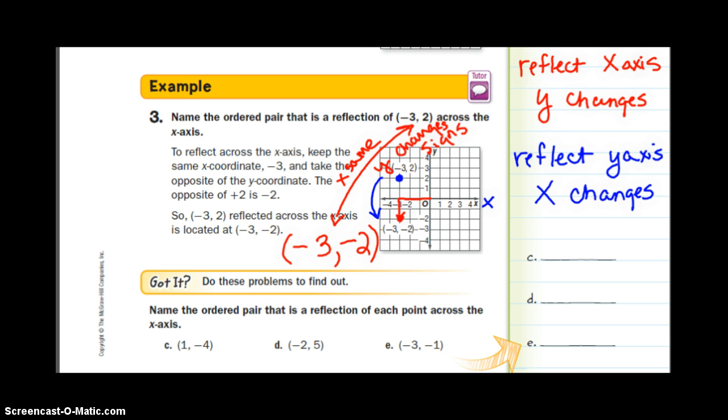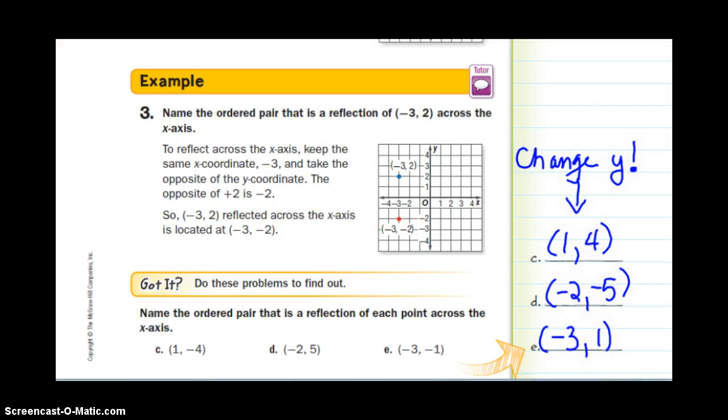Again, please make these notes so that when you're doing the 3 guided problems at the bottom, we want to reflect across the x-axis. Get it, gotta go. Now check your answers. C would be 1, 4. D would be the ordered pair -2, -5. And E would be -3, 1. Notice that all I did was change the y coordinate.